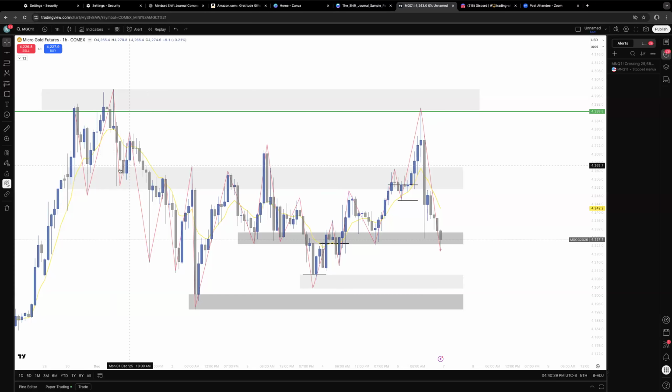But when you're on those higher time frames with market structure, you can get a lot of respect with what's supposed to happen. So if you see this red line, I drew this out earlier.